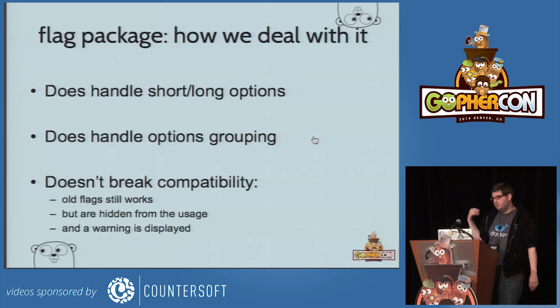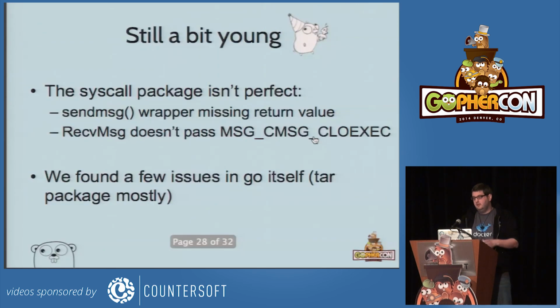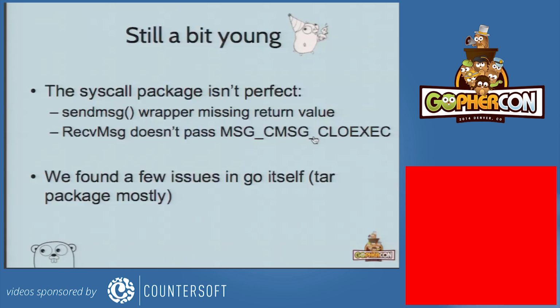But if you had a script interacting with the Docker CLI, you didn't see any change when we switched to the new flag package, because all the old flags were still working, and it also displays a nice warning saying, please stop using the single-dash format and switch to the double dash, because this one will be removed. So that's how we dealt with that.